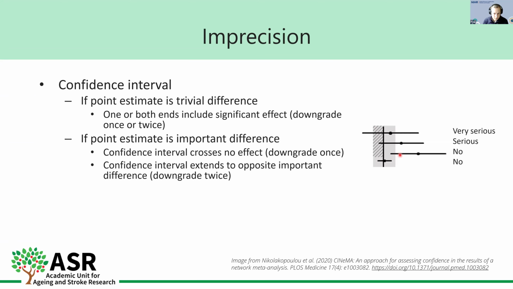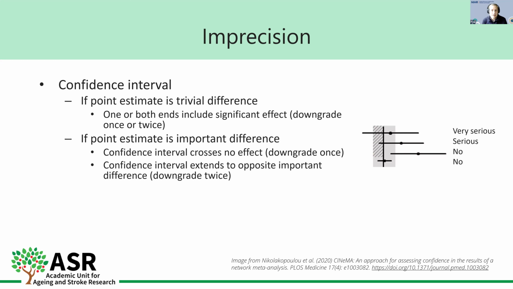Here, the confidence interval doesn't cross the line of no effect. So although it comes into the trivial effect end, we don't downgrade once. And if this was a wider confidence interval, and so it extended all the way out into harm, then we would downgrade twice. So the same as for the trivial difference. If the confidence interval includes both benefit and harm, we downgrade twice.